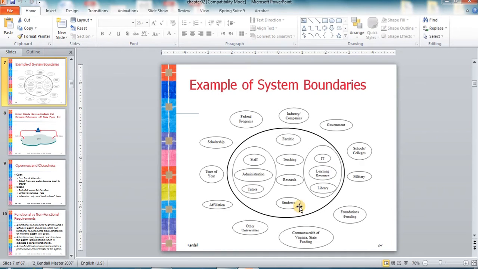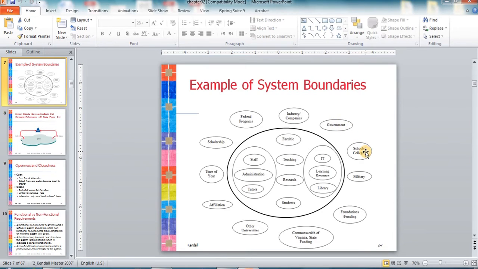All of these will constitute the system of a university. Now, what is the environment that this university system deals with? It deals with a vast, huge environment. For example, it deals with the government for policies and regulations.